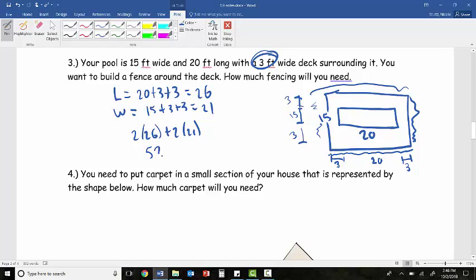2 times 26 is 52. 2 times 21 is 42. 42 and 52 make 94. And it is a perimeter problem because it's fenced.